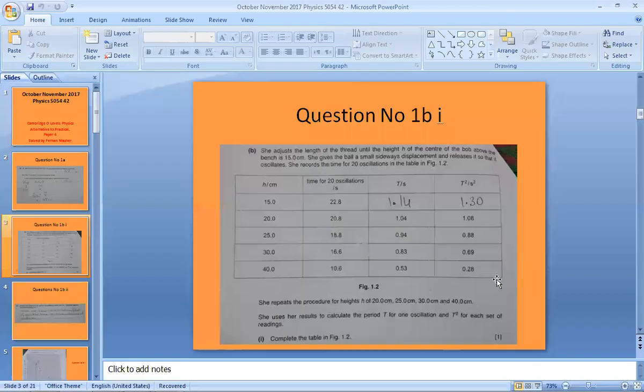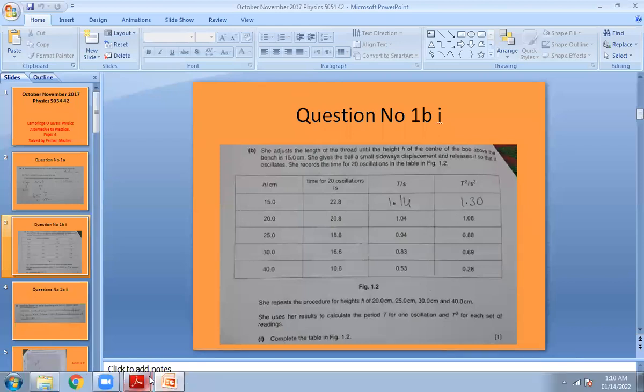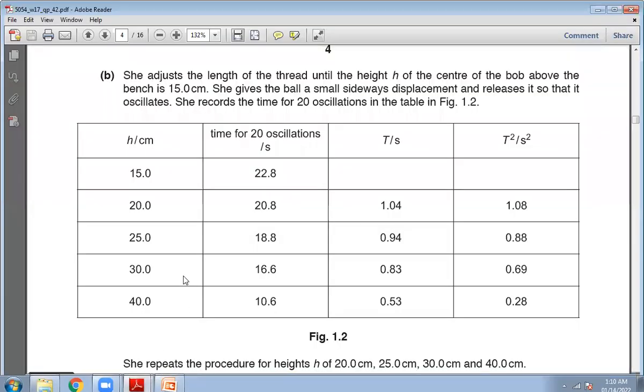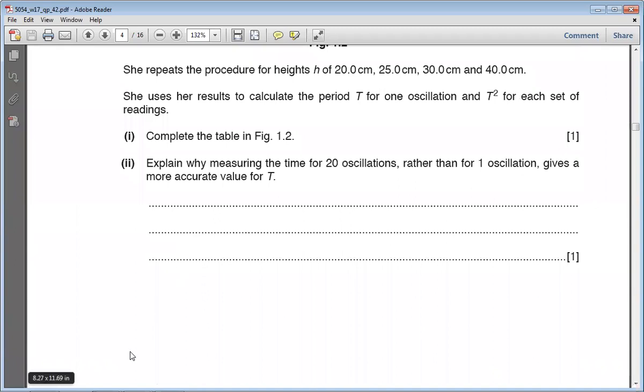This is part B of question number 1. They say she uses her results to calculate... okay, so we are done with this. The second part is: explain why measuring the time for 20 oscillations rather than one oscillation gives a more accurate value for T.